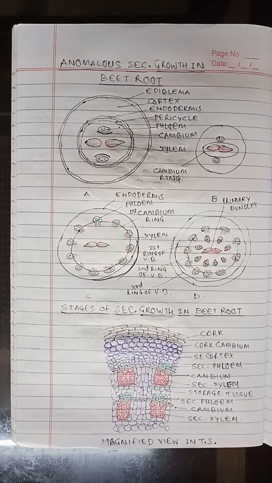Internally it shows outermost layer epiblemma, cortex, endodermis, pericycle and vascular bundles. Epiblemma is single layered, also called exodermis. Cortex is massive, made up of parenchymatous tissue. Endodermis is single layered. Cells are barrel shaped with Casparian strips. Pericycle is also single layered. It is parenchymatous.